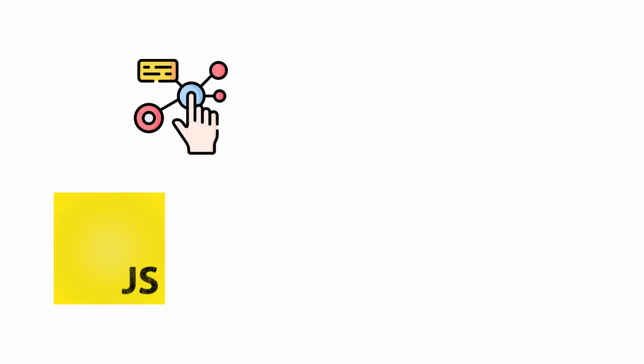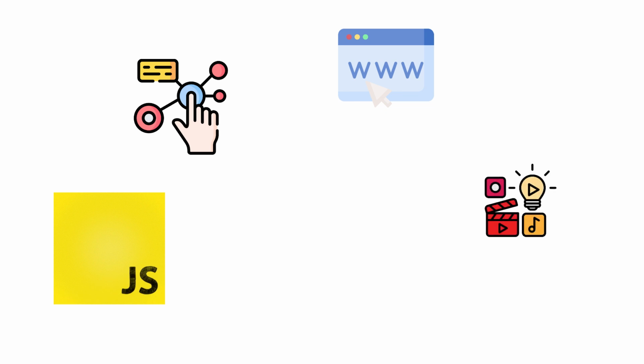Finally, we have JavaScript. It's the programming language that adds interactivity to your website. With JavaScript, you can create dynamic content that responds to user actions. And the most significant part of JavaScript is the Document Object Model, or the DOM.